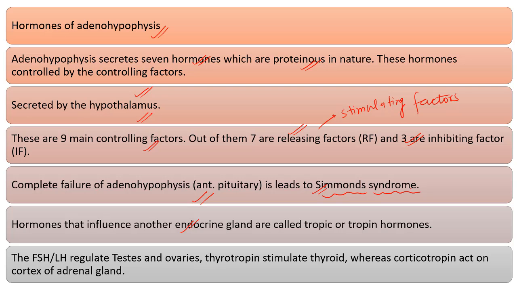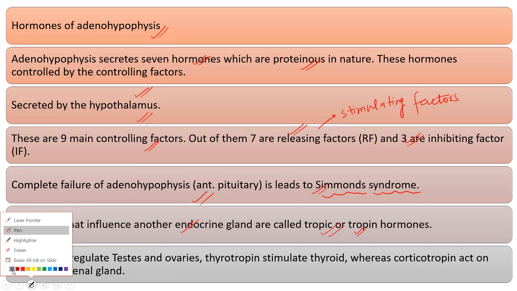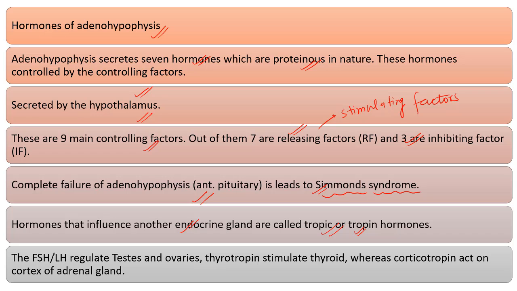Hormones that influence other endocrine glands are called tropic or tropin hormones. The follicle stimulating hormone and luteinizing hormone regulate testes and ovaries. Thyrotropin stimulates the thyroid, whereas corticotropin acts on the cortex of the adrenal gland.